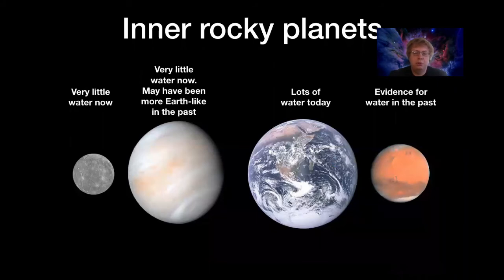So, where's the water now? Because of that exact fact, the inner rocky planets tend to have relatively little water. Earth has lots of water today, but the rest of them don't. Others may have gotten similar amounts of water in the past, but since then it's long gone. And in fact, we have pretty good evidence that there was water on Mars in the past, even though there's not much of it in liquid form around today.